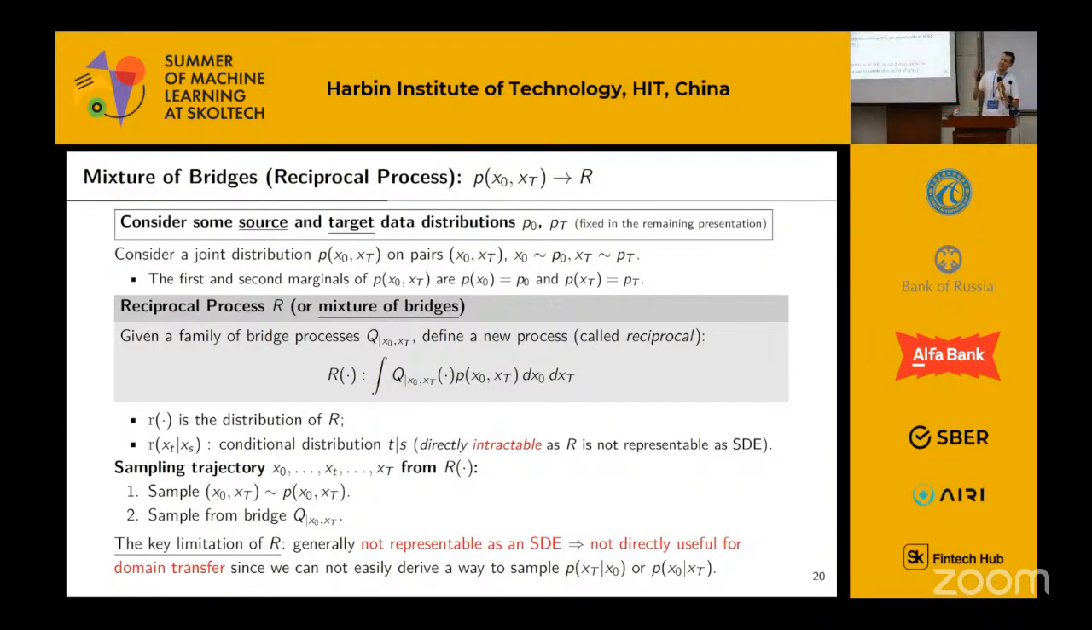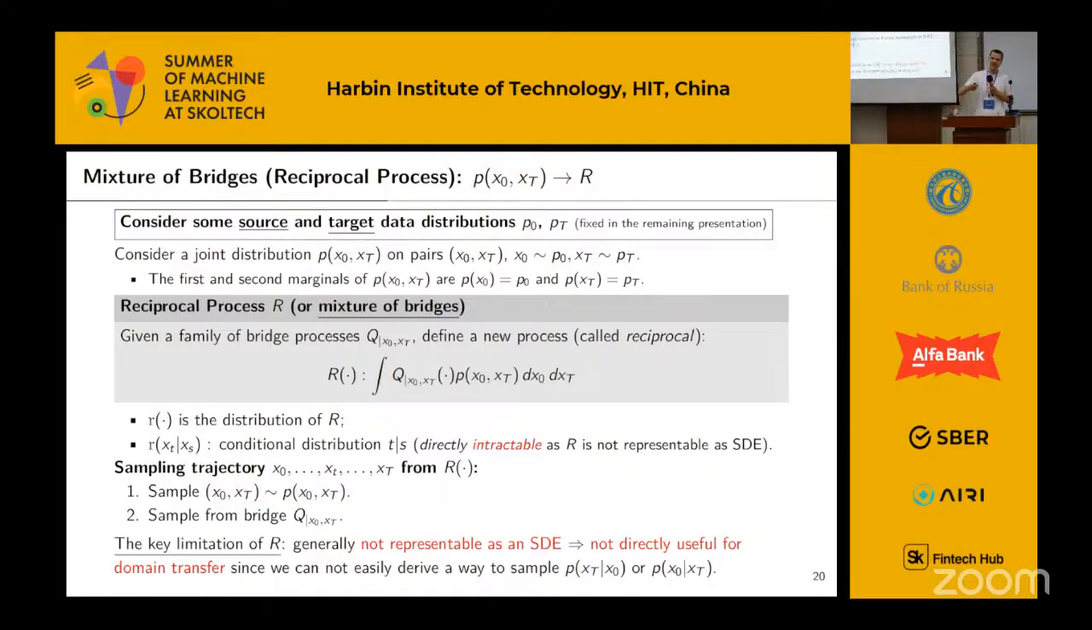What is it? So suppose that now let's come back to our domain translation problem. First, let's talk about the paired domain translation problem. So what do we have in the paired domain translation problem? We have some joint distribution on input and endpoints. So basically, we have pairs. And let's denote by P of x0, x1 this distribution of pairs. So what is the reciprocal process? In other words, it's called a mixture of bridges.